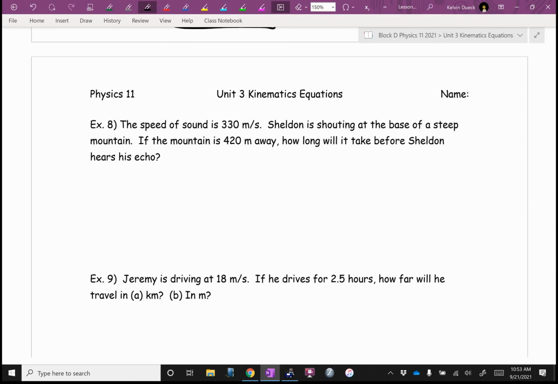Sheldon is shouting at the base of a steep mountain. If the mountain is 420 meters away, how long will it take before Sheldon hears an echo? I don't know if you've ever been in a situation where there's a really good echo, but that's some really cool physics going on there. What's this question asking me to find?